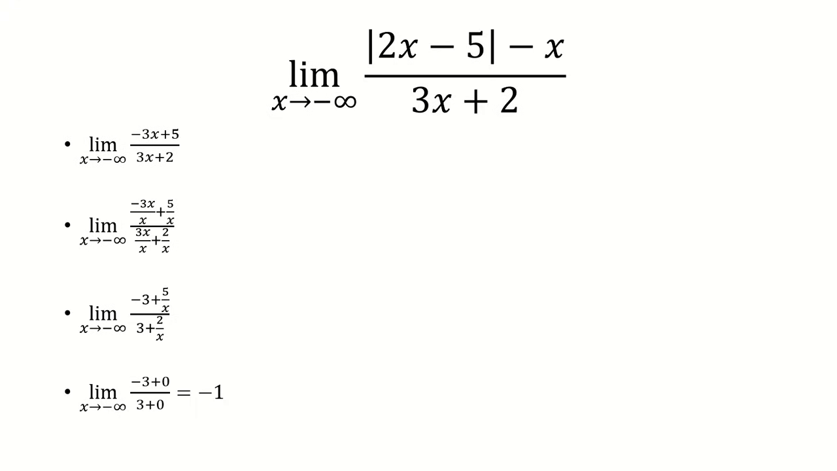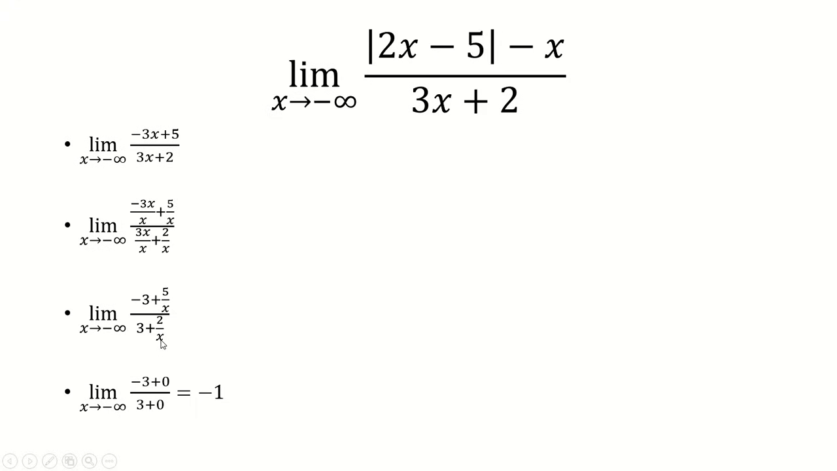When finding the limit of a rational function as x approaches positive or negative infinity, we divide every term in the numerator and the denominator by the highest power of x in the denominator, which is just x to the first power. So now we have negative 3x over x plus 5 over x, all over 3x over x plus 2 over x. That simplifies to negative 3 plus 5 over x, all over 3 plus 2 over x.